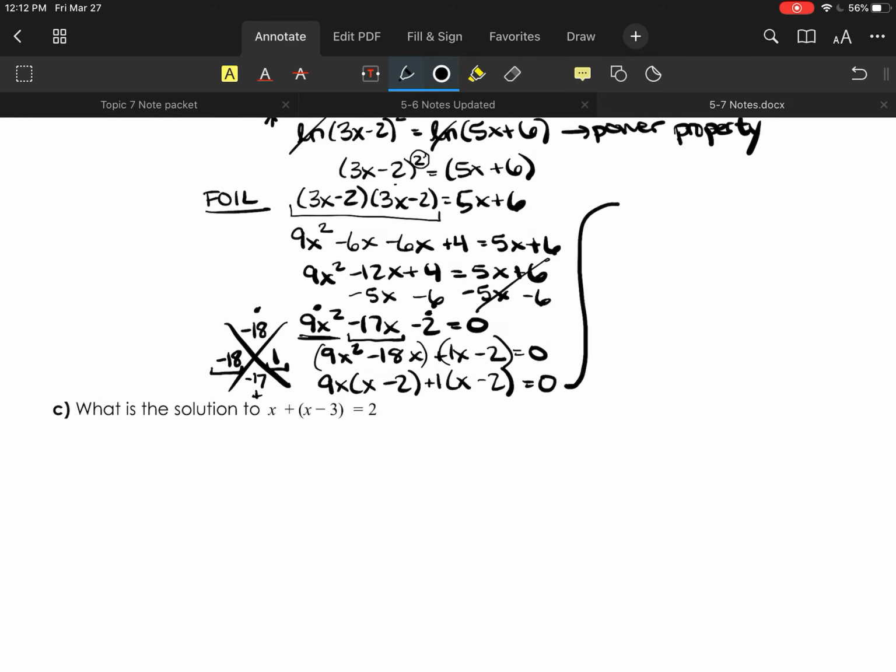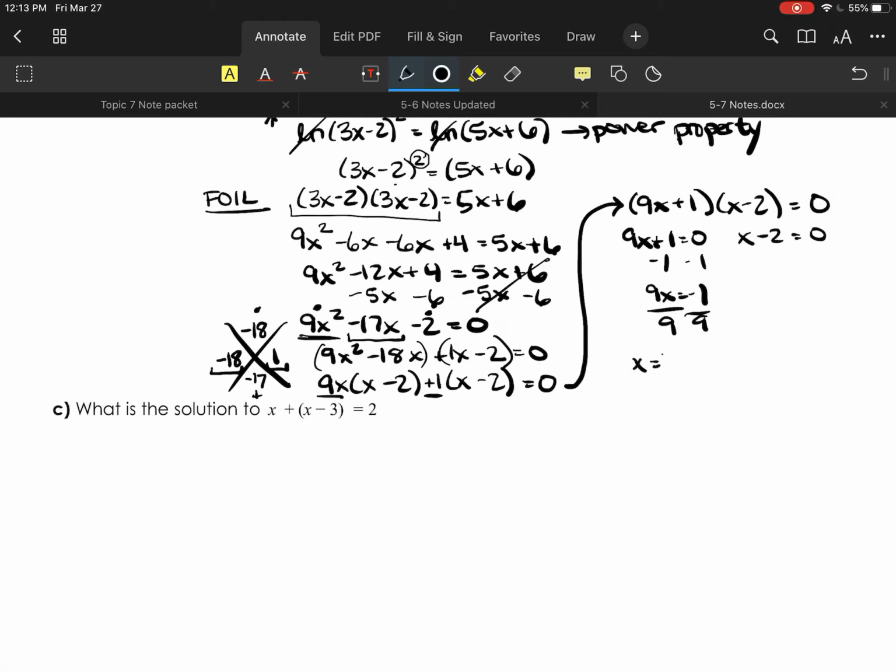I'm going to continue this up here. Now, I'm going to write what's on the outside of my parentheses first. So 9x plus 1 times the one that's in common, which is x minus 2. And set that equal to 0. Now I can set both parentheses equal to 0 to solve. So, subtract 1, I end up with 9x equals negative 1, divide by 9, and I get x equals negative 1/9. There's one answer. Then I'm going to add 2 to both sides, and I get x equals 2.